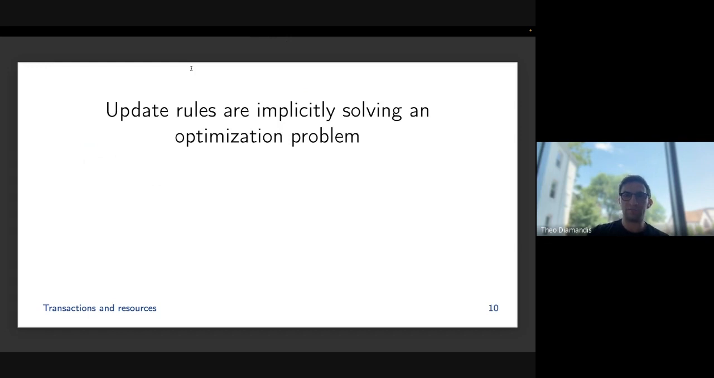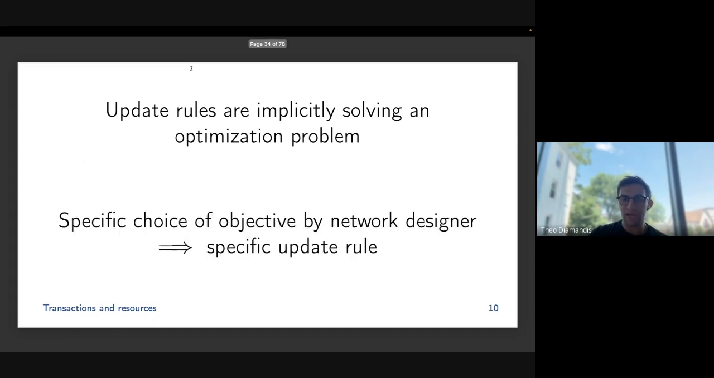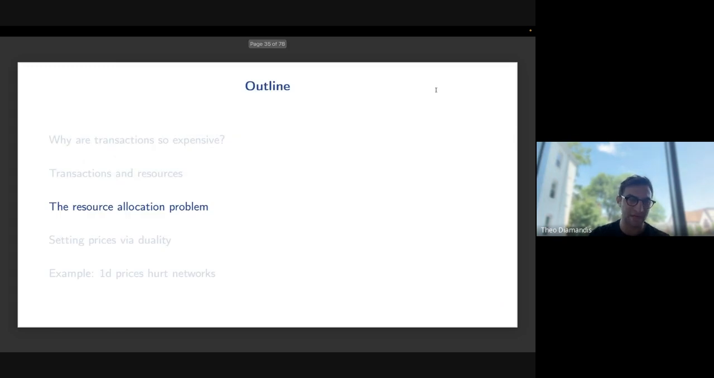So what the rest of this talk is going to be about is showing that update rules are actually implicitly solving some optimization problem, and the specific choice of an objective function by the network designer implies a specific update rule. So after this talk, I hope to convince you that instead of looking directly at the update rules, when we're thinking about designing fee markets, we should be looking at the optimization problem instead. And that naturally leads us to the optimization problem, which we call the resource allocation problem.